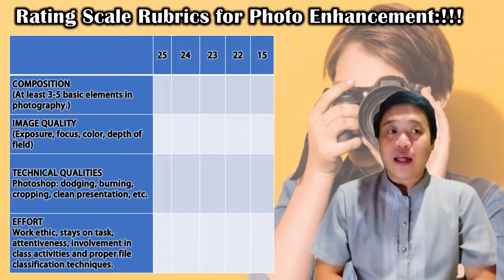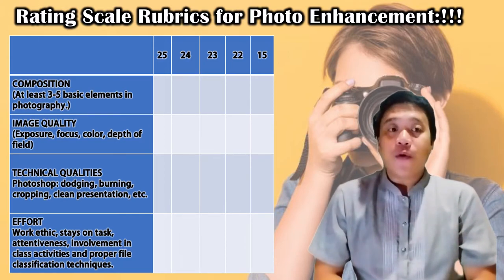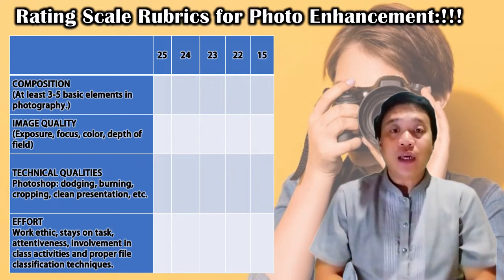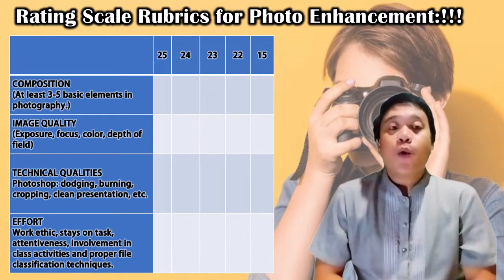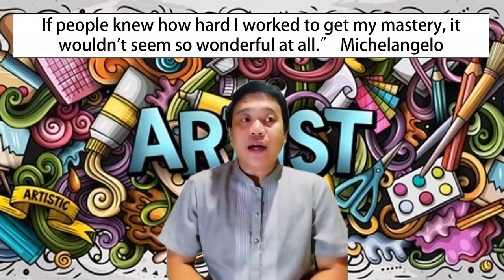So this is the rating scale rubrics for photo enhancement. Composition: at least 3 to 5 basic elements in photography. Image quality: exposure, focus, color, and depth of field. Technical qualities: Photoshop, dodging, burning, cropping, clean presentation, and many more. Effort: work ethic, staying on task, attentiveness, involvement in class activities, and proper file classification techniques. If people knew how hard I worked to get my mastery, it wouldn't seem so wonderful at all, by Michelangelo.